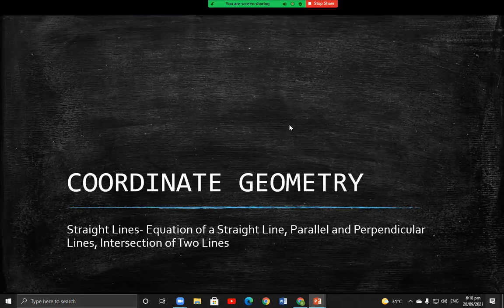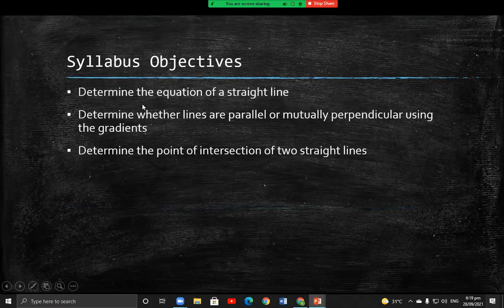All right, so coordinate geometry. There are two main subtopics under coordinate geometry: straight lines and the circle. We're doing straight lines first, and then we'll do circles. The syllabus objectives are to determine the equation of a straight line, determine whether lines are parallel or perpendicular by looking at the gradients, and find the point of intersection of two straight lines. But for today, we're just doing the equation of a straight line.